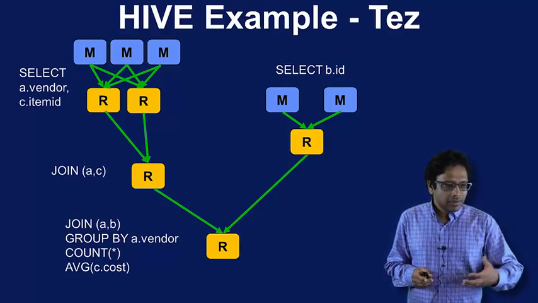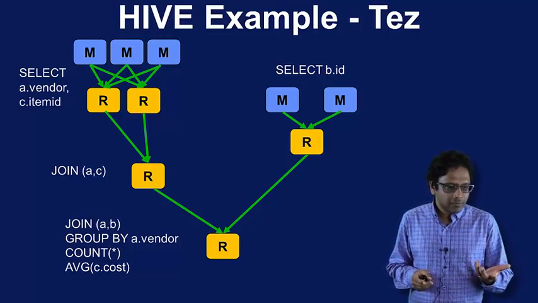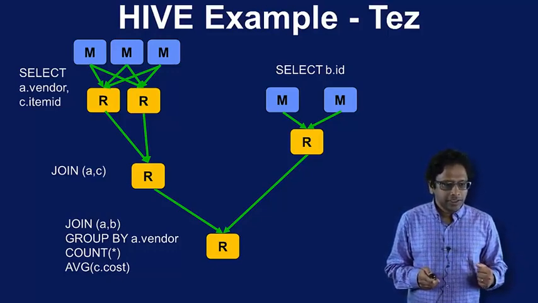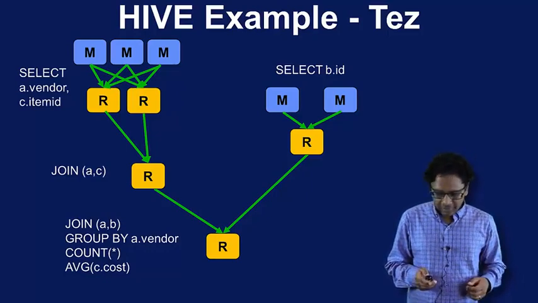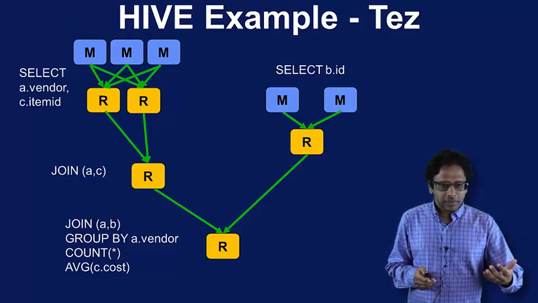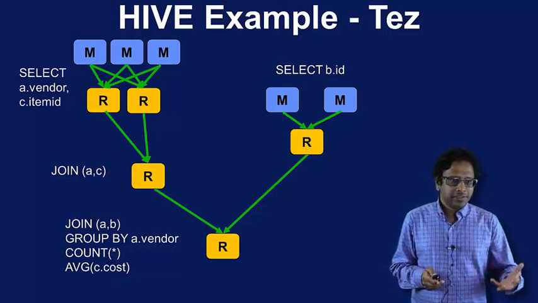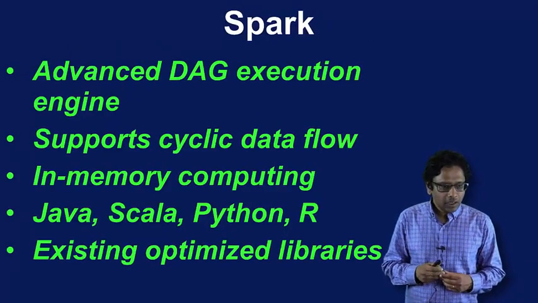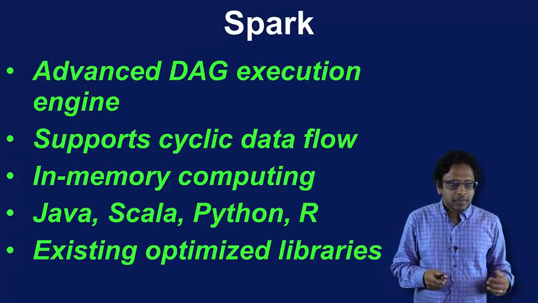And you have a simplified graph. So you end up with a lot better performance. So this is one example of essentially how Tez works. And as I mentioned, these newer frameworks have a rich set of features and lots of advantages of using them. Now, another example is Spark.